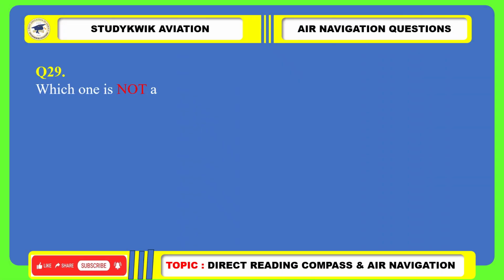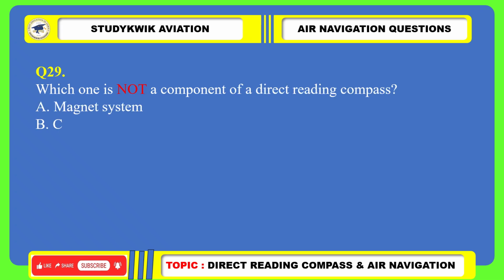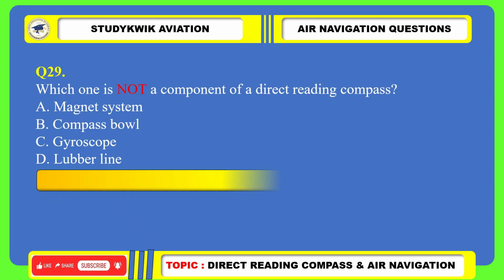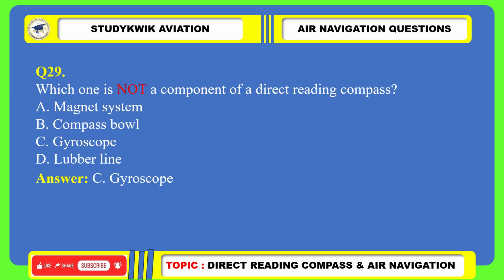Question 29. Which one is not a component of a direct reading compass? Magnet system, compass ball, gyroscope, lubber line. The correct answer is C. Gyroscope. A gyro is not part of a direct magnetic compass.